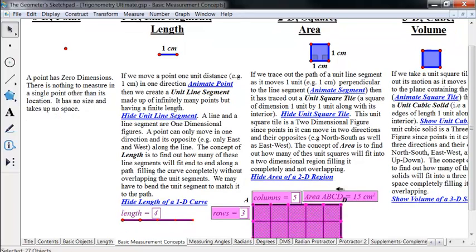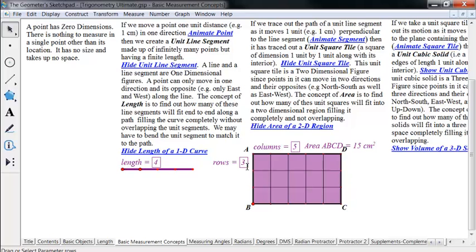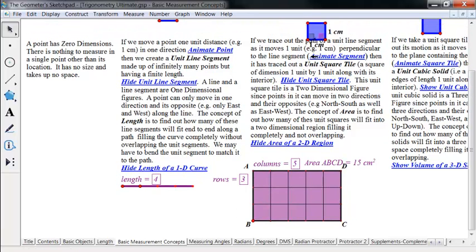So if we have a region like this, notice this has 5 columns and 3 rows. That has a total of 15 of these little squares. So these squares will fit on there. 1, 2, 3, and so forth. 15 altogether. Okay. Now this, of course, leads us to a nice formula for the area of a rectangle. We'll talk about that in just a few minutes.